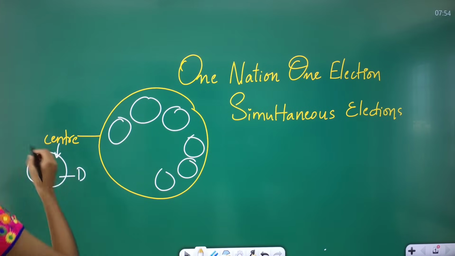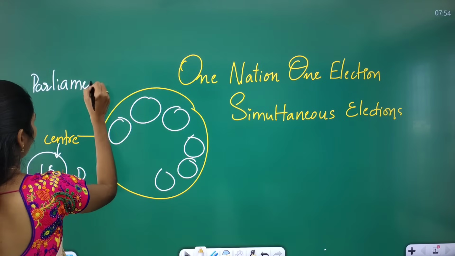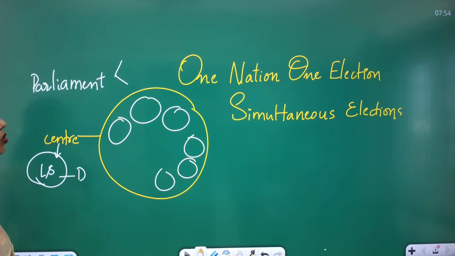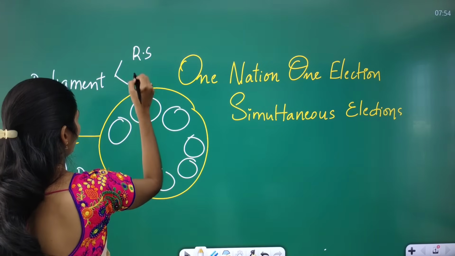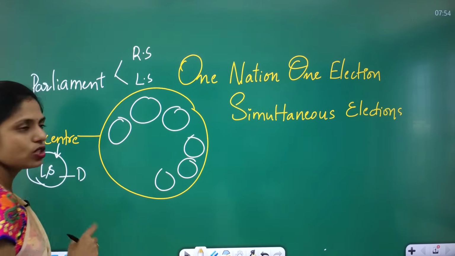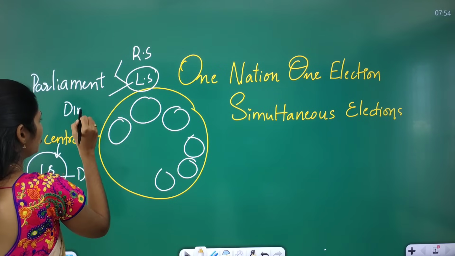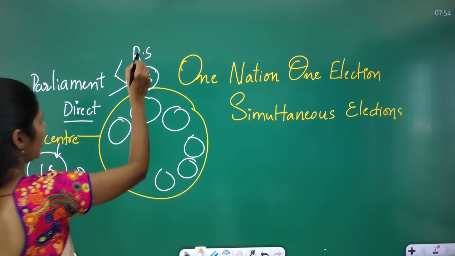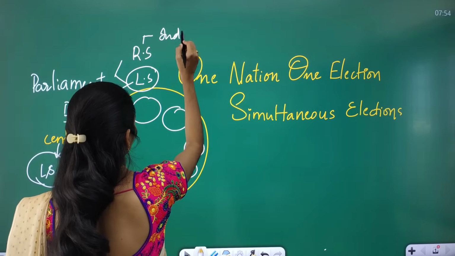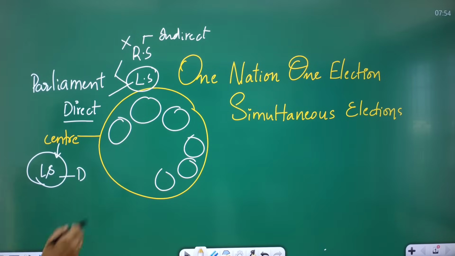Let us take parliament into consideration now. In this parliament, we have two houses, the upper house and the lower house. The upper house is Rajya Sabha and the lower house is Lok Sabha. For Lok Sabha, we have direct elections, so people participate in these elections. For Rajya Sabha, we have indirect elections. Here we are not bothered about Rajya Sabha, but about Lok Sabha.